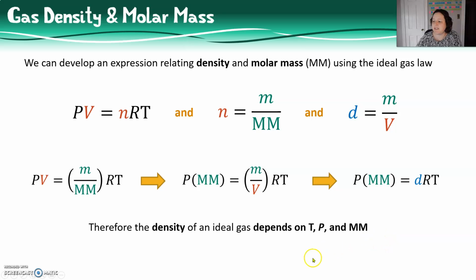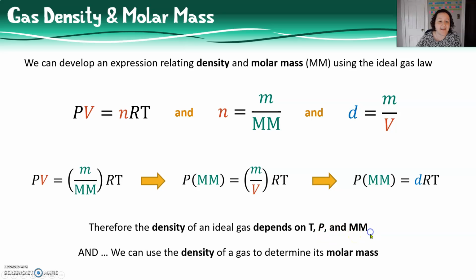Again, this shows that the density of a gas is dependent on the temperature, pressure, and molar mass of the gas, and that we can use the density of a gas at a given temperature and pressure to determine the molar mass and therefore the identity of the gas. So be ready for problems that may ask you to identify what gas is present in a certain problem, where you would then want to solve for the molar mass to identify the gas.